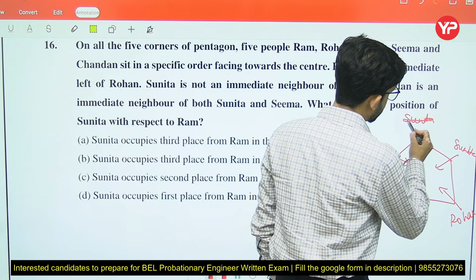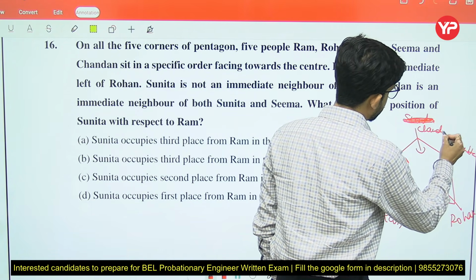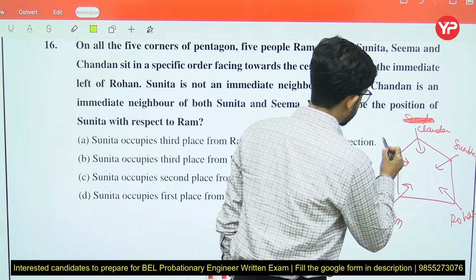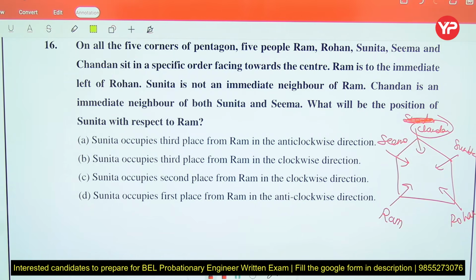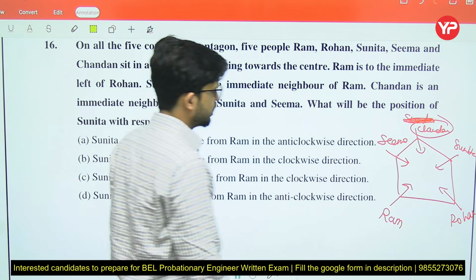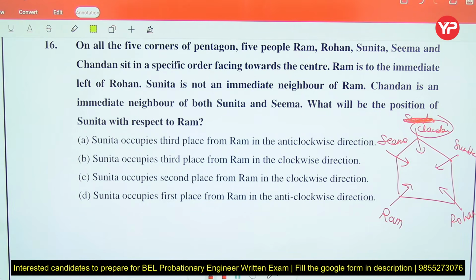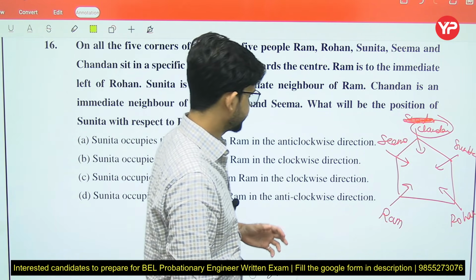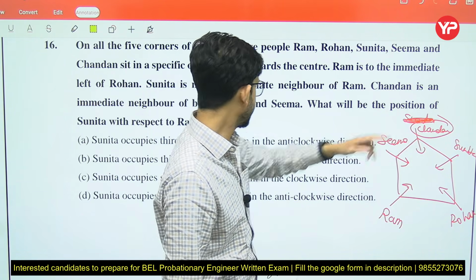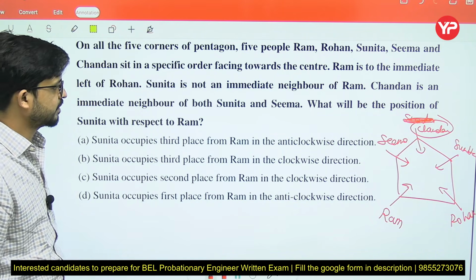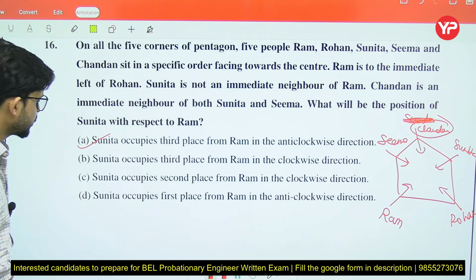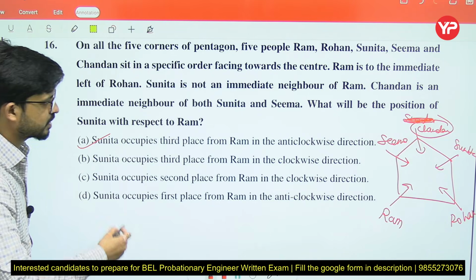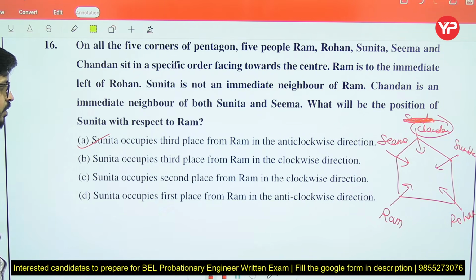So we have to put Sunita here and Chandan here, because he is the immediate neighbor of both Sunita and Seema. So what will be the position of Sunita with respect to Ram? Sunita occupies third place from Ram in the anti-clockwise direction: 1, 2, 3. Yes. Next option, Sunita occupies third place from Ram in a clockwise direction? No. Sunita occupies second place from Ram clockwise? No. So our option will be the first.